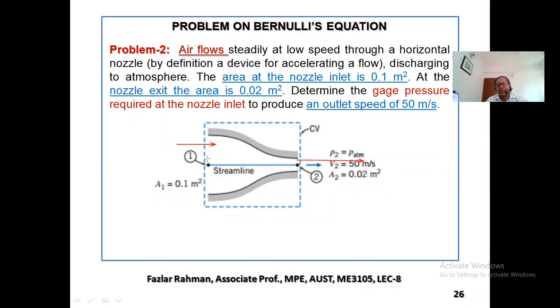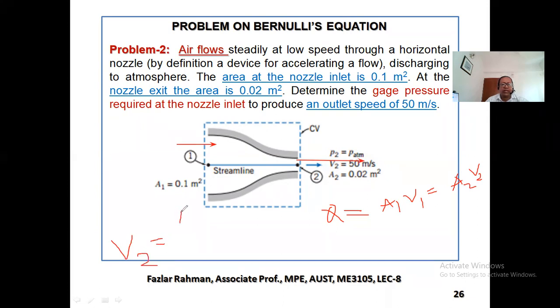So what will happen? We know the continuity equation, right? That Q equals A1 V1 equals A2 V2. So from here, we can figure out the V2 from that equation.